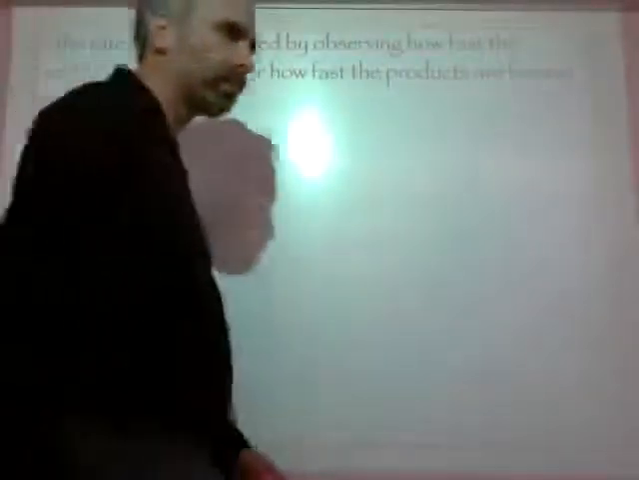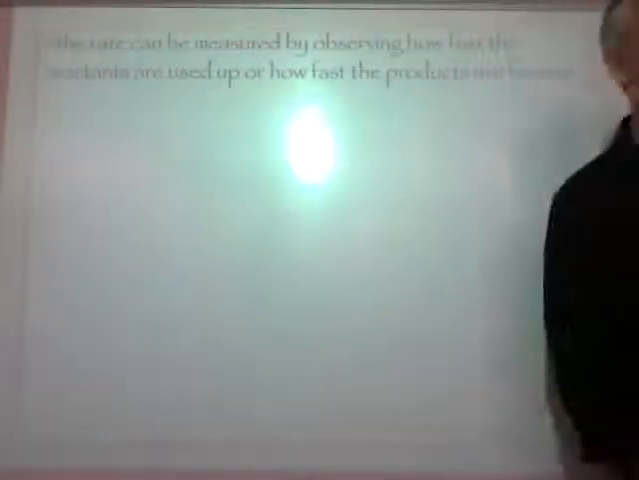Let's graph this. Write this down. The rate can be measured by observing how fast the reactants are used up or how fast the products are formed. If I graph it, I get another very common term from geometry class. I'll bet you realize it in a minute when I put it down here, when I graph this.